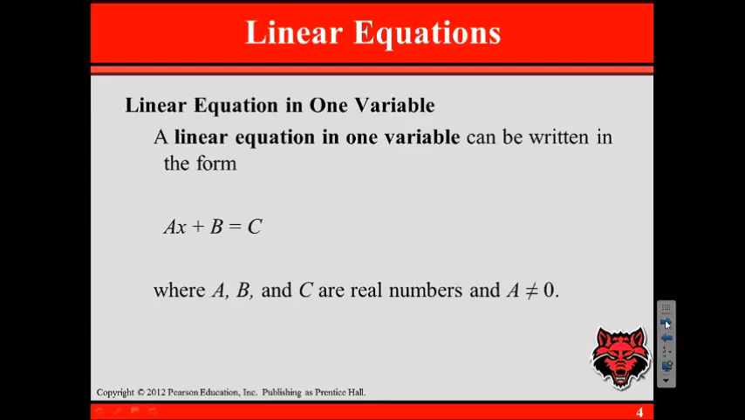In Module 3, we will focus on one type of equation, and that is a linear equation in one variable. A linear equation in one variable can be written in the form ax plus b equals c, where a, b, and c just represent real numbers, where a cannot equal 0. If a were to equal 0, the variable would disappear, and we would only have a mathematical statement.